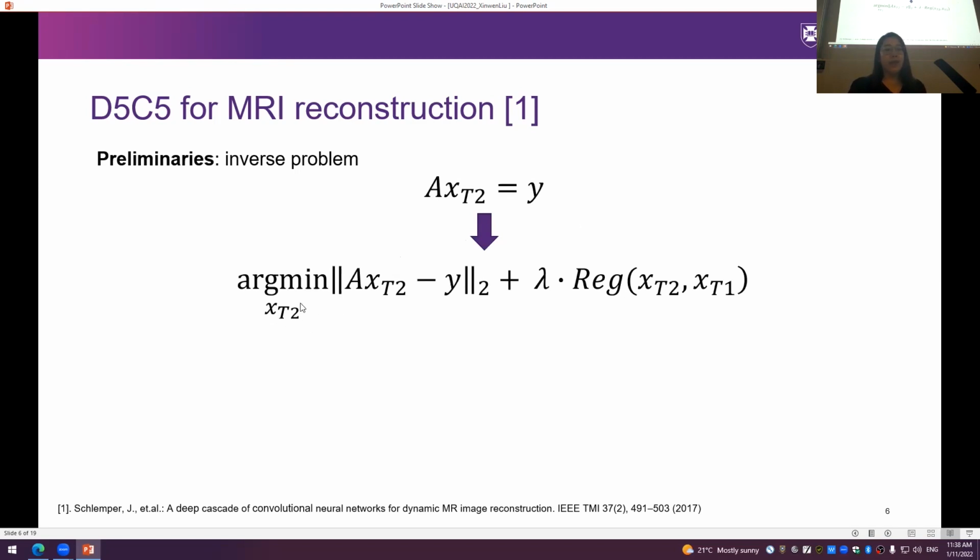And then we need to find x, the image. And conventionally, there are many image properties, like the image can be sparse in some certain domains. But with the help of deep learning, we can use some convolutional neural network to represent the regularization part.